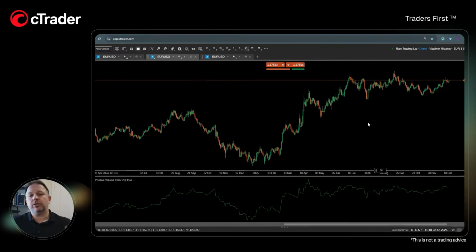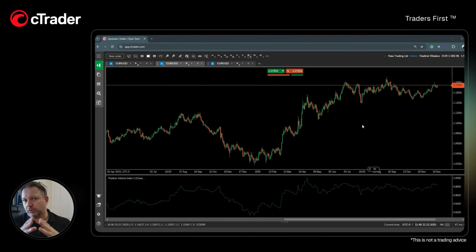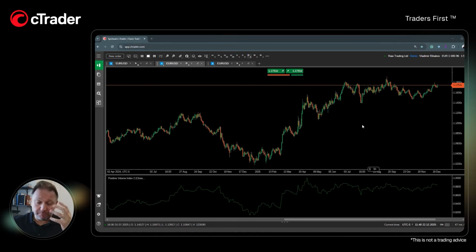So this indicator is simple to read, simple to use, and a great verification and confirmation for trends, for flat markets with low volumes, and for valid and, I would say, perfect breakouts confirmed by volumes.